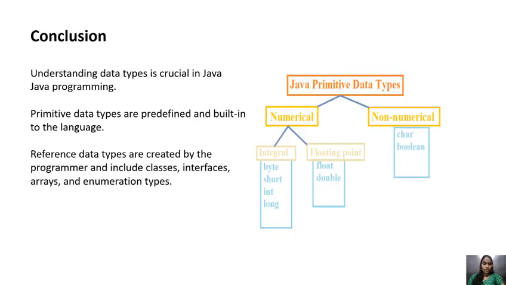Conclusion: understanding Java data types is crucial in programming. Primitive data types are predefined and built into the language. Reference data types are created by the programmer and include classes, interfaces, arrays, and enumeration data types.